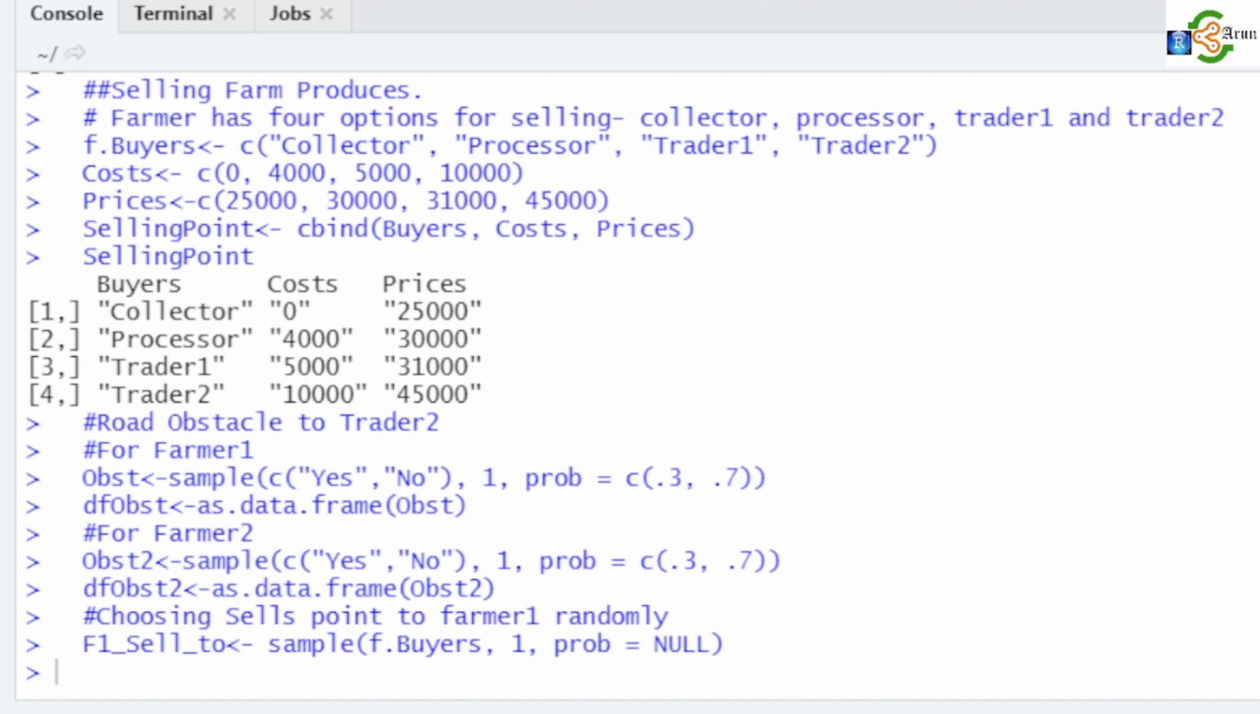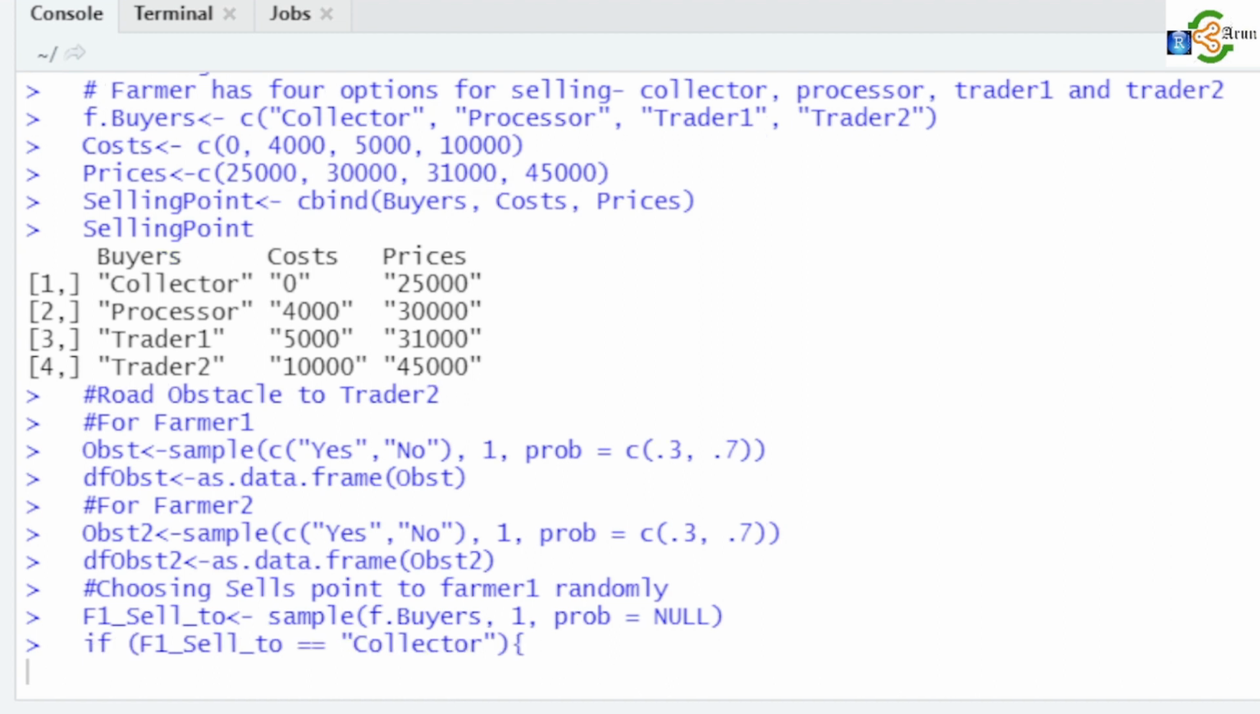We have picked it randomly. You can see the code here. You can take any one of them. If you are doing this simulation with your friends, students, or colleagues, you can put the trader's name here, whom you want to sell to: collectors, processor, trader 1 or trader 2. In this case, for simplicity, I have just done it as a random case.